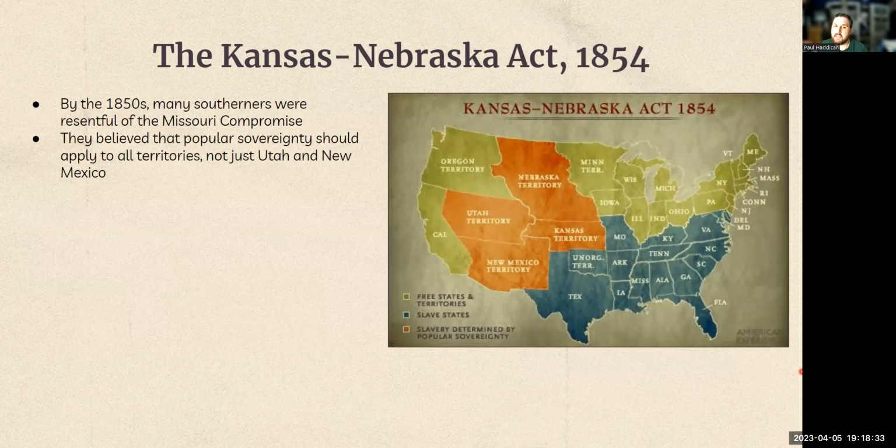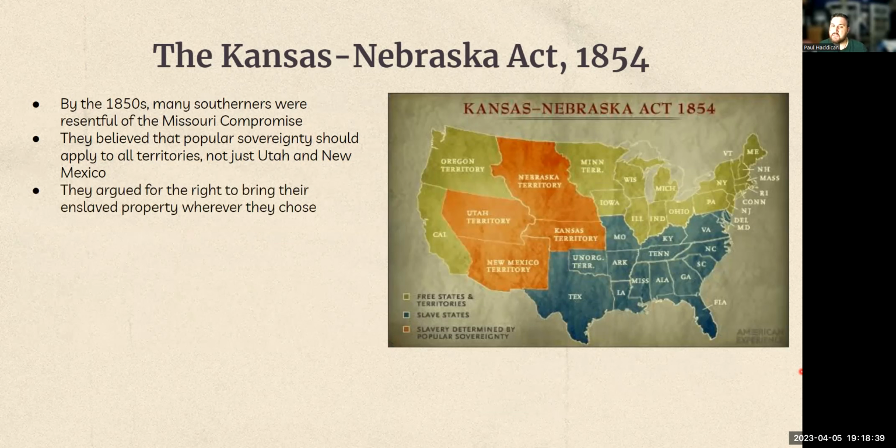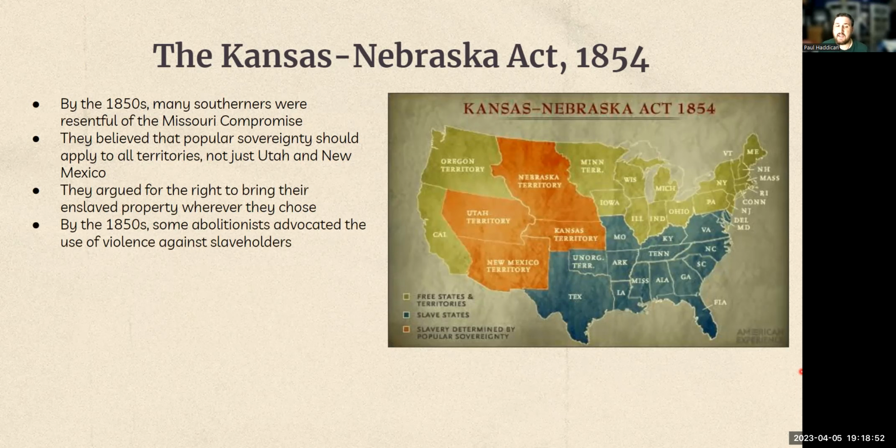Not just Utah and New Mexico should have this ability to vote on whether they'll be a free or slave state. And so they're going to argue for their right to bring their enslaved property wherever they choose to, and that it still remain enslaved. By the 1850s, we're even starting to get some agitation saying, yeah, it's okay to use violence against these slaveholders because they're being violent to other humans. That gives us the right to be violent towards them.